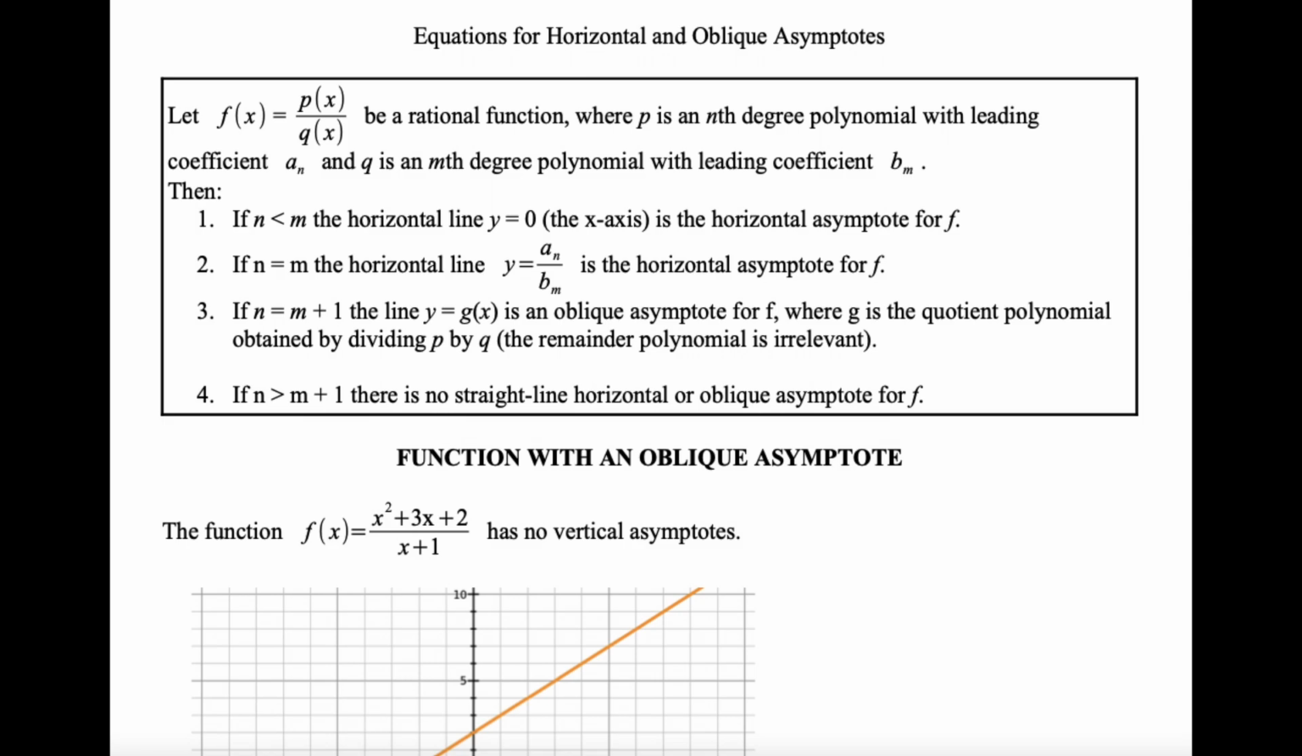It says if the degree of the numerator is less than the degree of the denominator, then the horizontal line y equals 0, which is the x-axis, is going to be a horizontal asymptote for the function. Let's just go to Desmos and see if we can play around with some different possibilities and we can see why this may be the case.